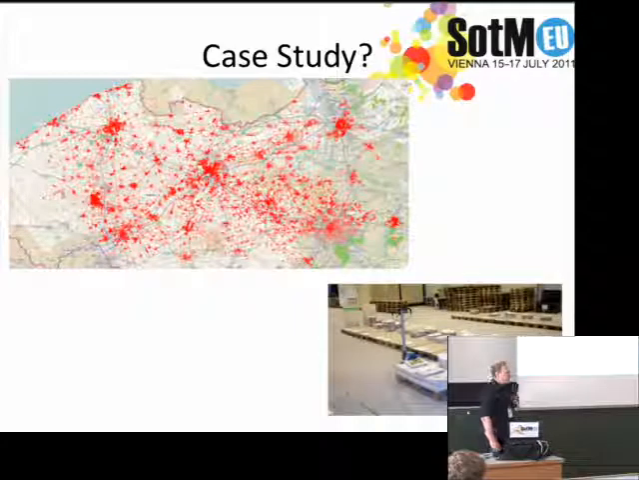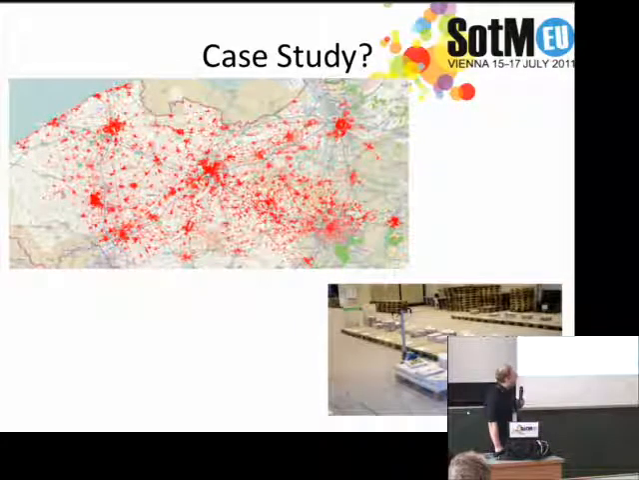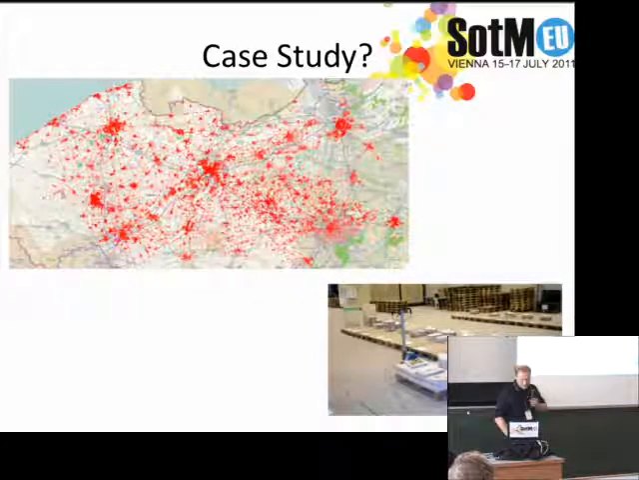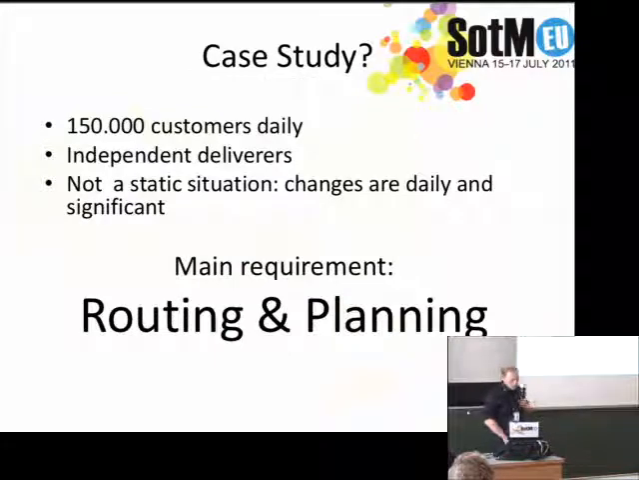So the company mostly delivers newspapers. That is a picture of all the customers. There are 150,000 every day that have to get their newspapers from small little depots like that. So the actual people doing the deliveries are independent from the company. They are not actually employees. They have their own vehicles. They could as well be 3 Indian guys.